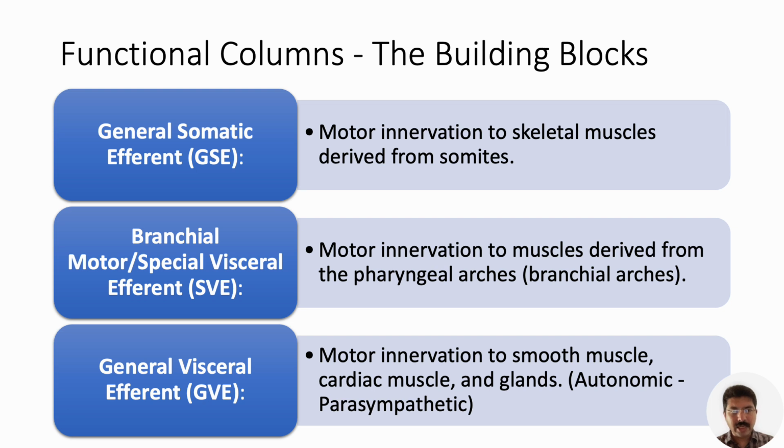Then we have general visceral efferent or GVE. Here, visceral refers to internal organs. These are also motor fibers, but they innervate smooth muscle, like the muscles in your digestive tract, cardiac muscle, the muscle of your heart, and glands. These are part of the autonomic nervous system, specifically the parasympathetic division.